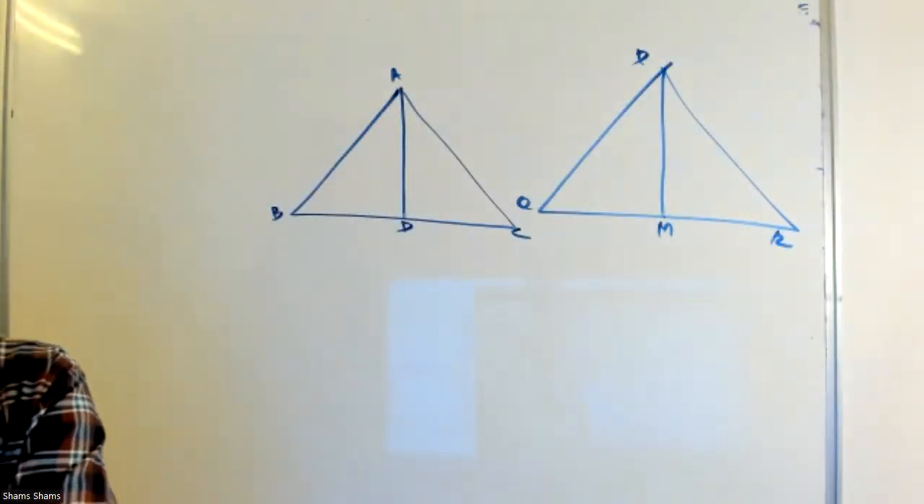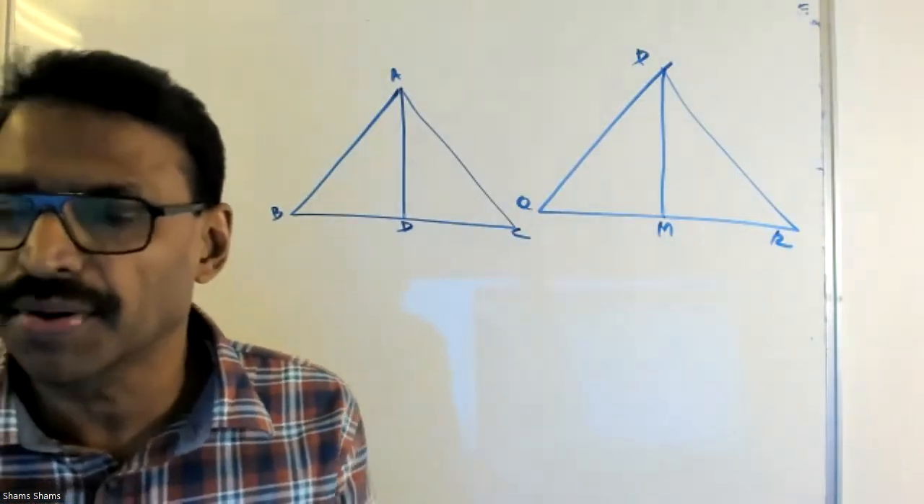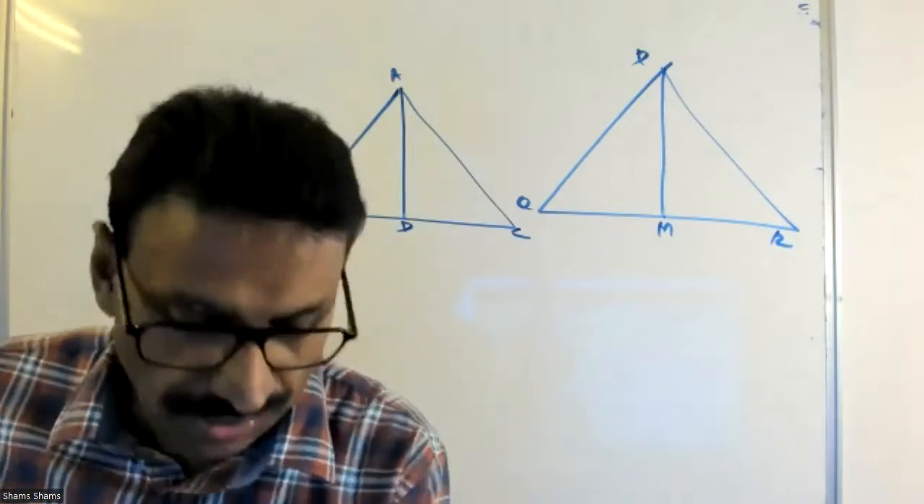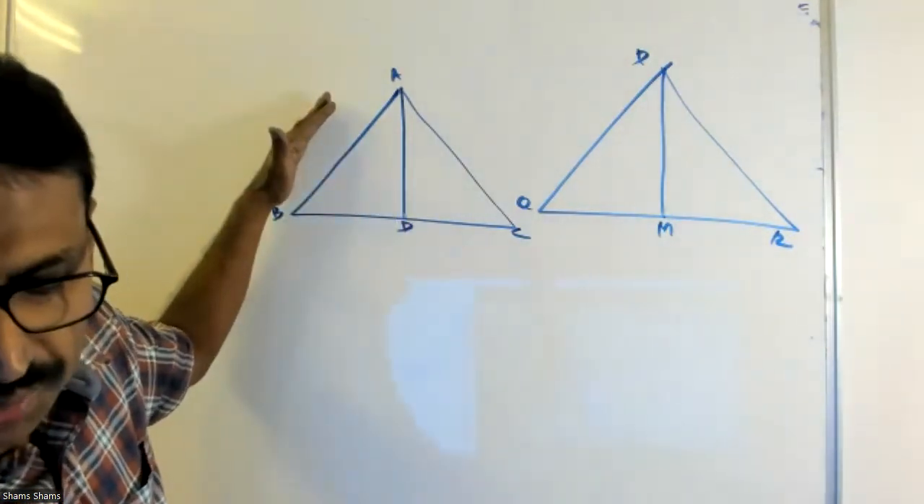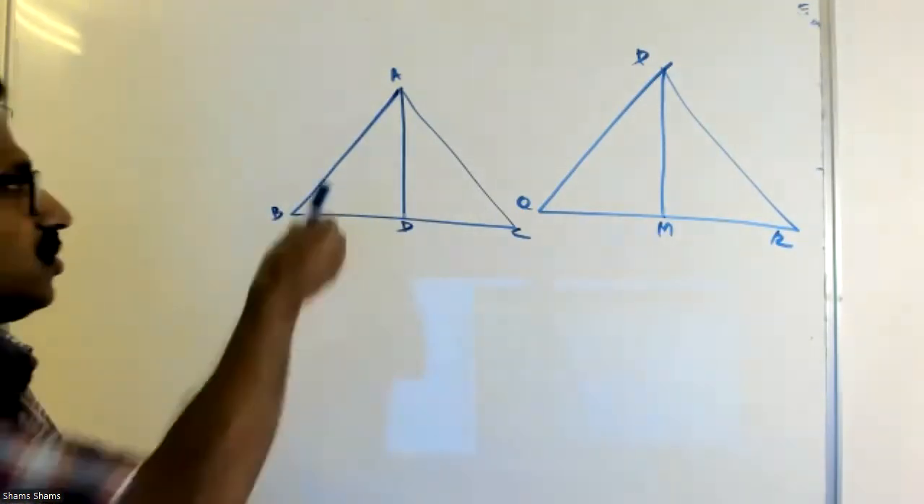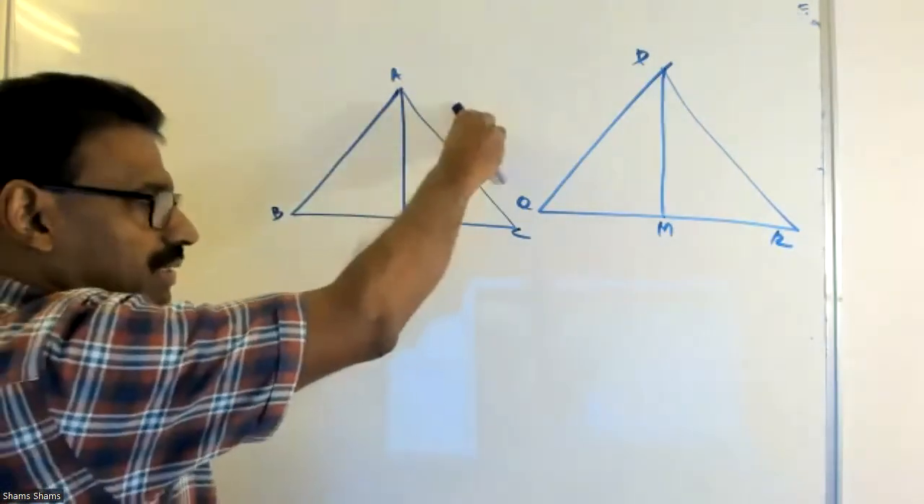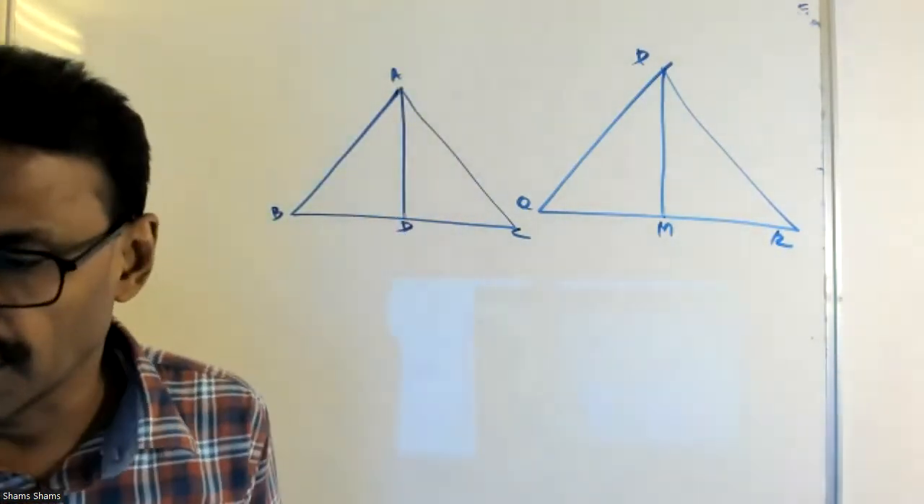Two sides and a median bisecting the third side. Here, read: sides AB, AC, and median AD coming to the third side, because we already selected AB and AC. The median comes to the third side, BC. Correct or not? Sarah, clear now?